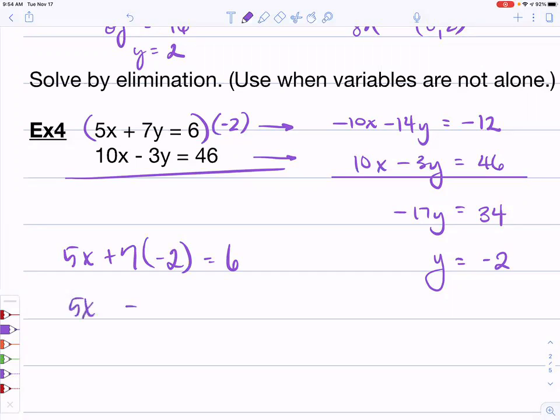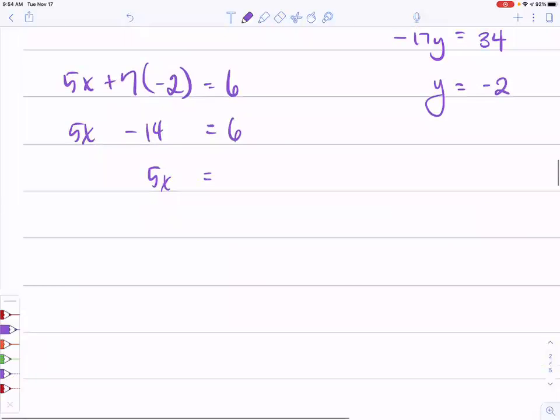So that'll be 5x minus 14 equals 6. 5x is 20. So x is 4. Am I finished? No, put it in a coordinate.